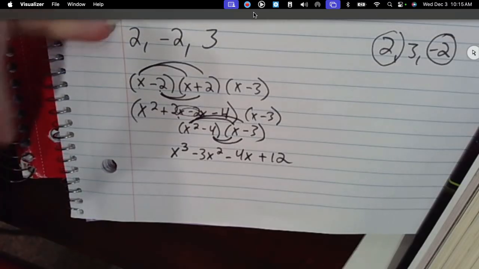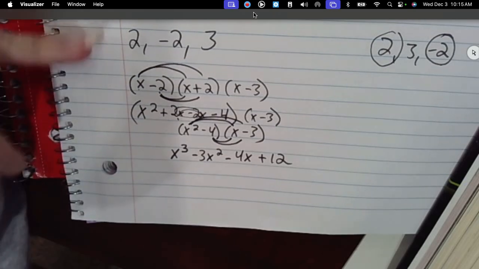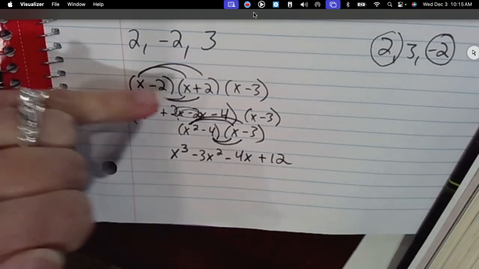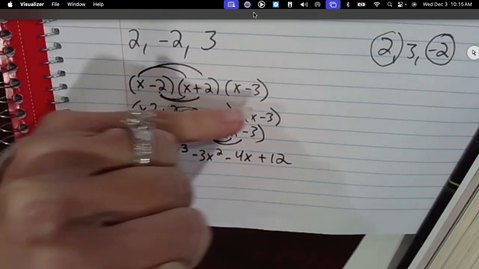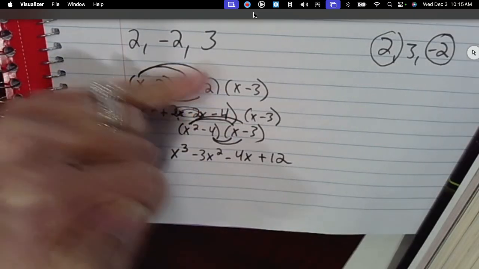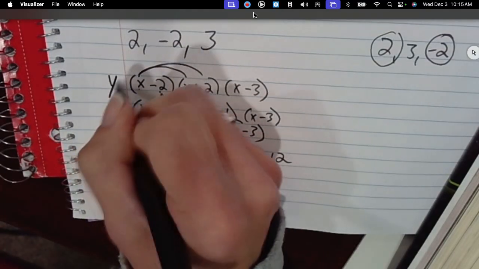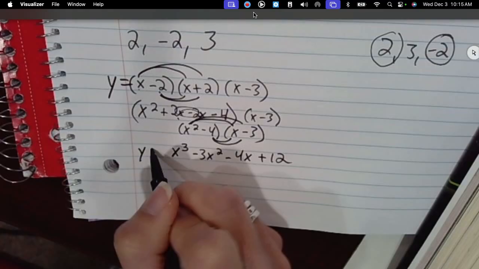So you take your zeros, then you do the opposite. You put them in like a formula: x minus 2, x plus 2, x minus 3. And now you have to FOIL that out. I can always graph that, but that's not what it wanted. It wants my equation to look like standard form.